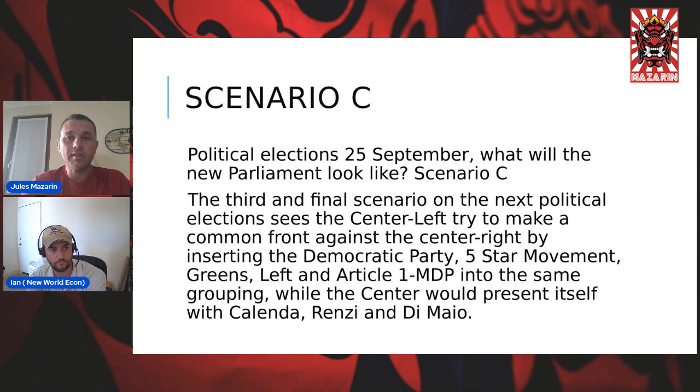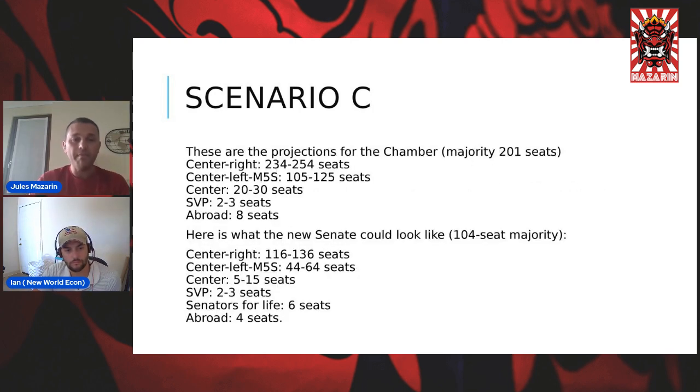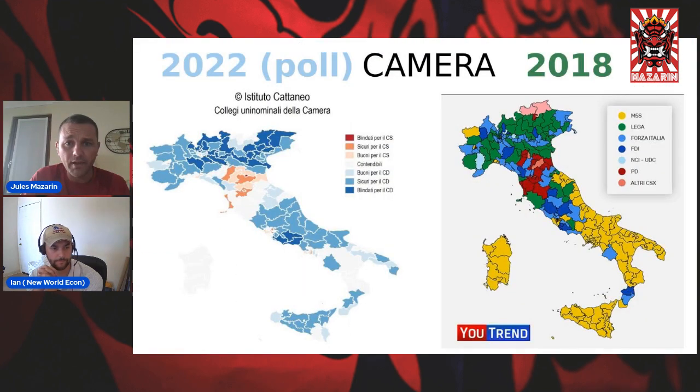Scenario C is when the center left tries to make a common front against the center right, inserting Democrat Party, Five-Star Movement, Green, whatever, everything together against the right. But also in this scenario, if you see, it's again a loss for the left. So there is no scenario where the center left could win this election. Okay, from the previous situation, this is interesting to understand.